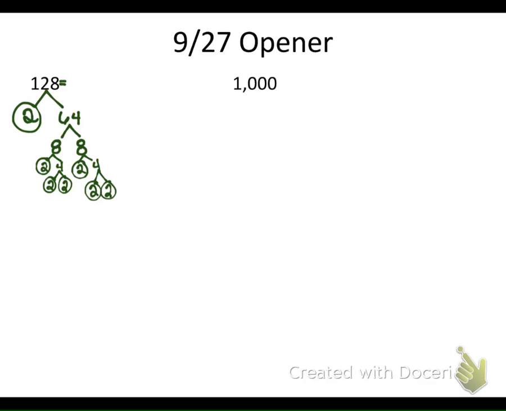So when you go to write it in standard form, you're going to write 2 times 2 times 2. You're going to make sure you have 7 2's there. So 2, 1, 2, 3, 4, 5, 6, 7. So there it is in standard form.